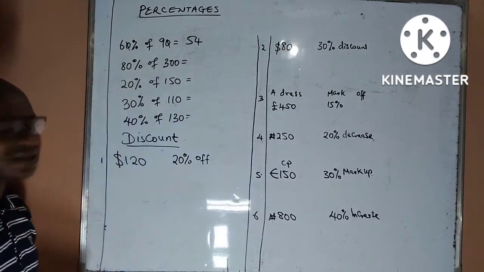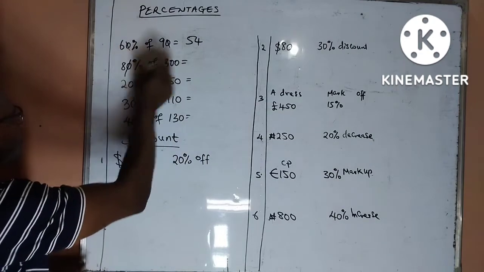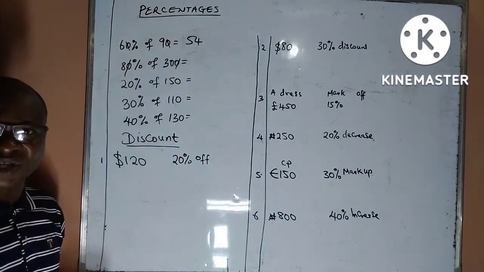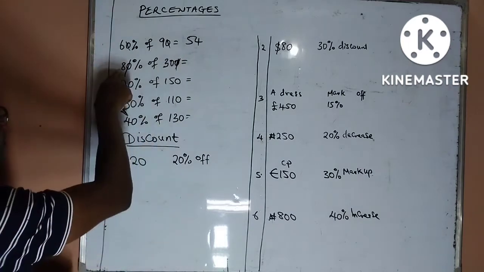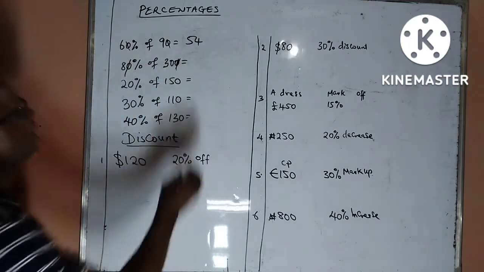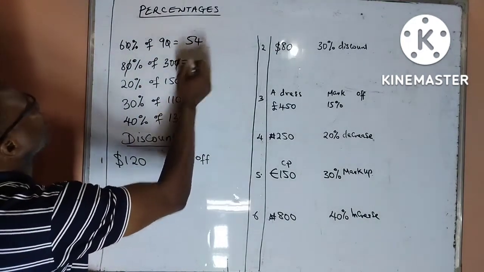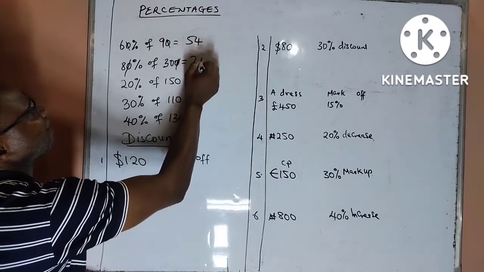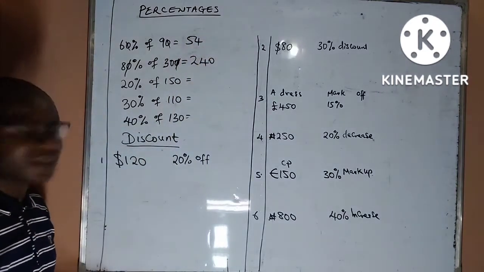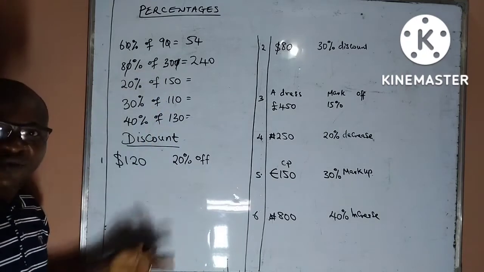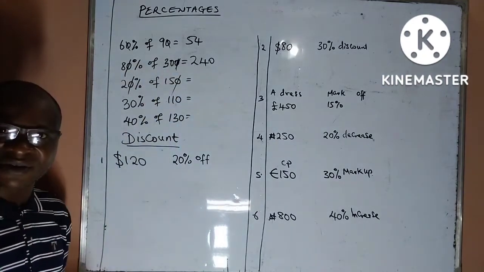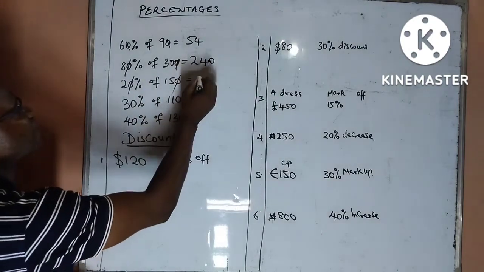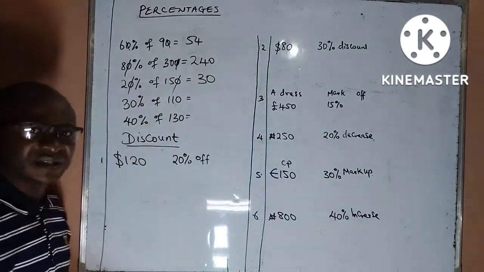80% of 300, just cancel out the two zeros, 1 zero from 80, 1 zero from 300. Then multiply 8 by 30, and that is going to give us 240. What is 20% of 150? I cancel out 0 here and cancel out 0 here. That is 2 times 15, which is equal to 30.